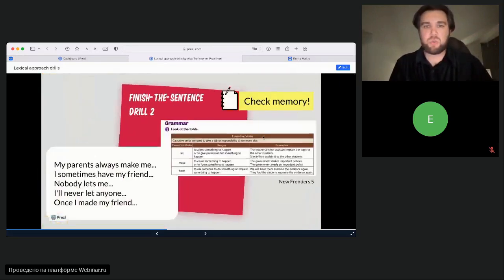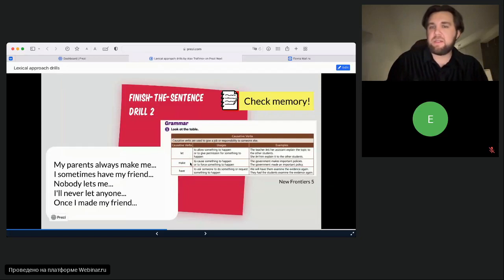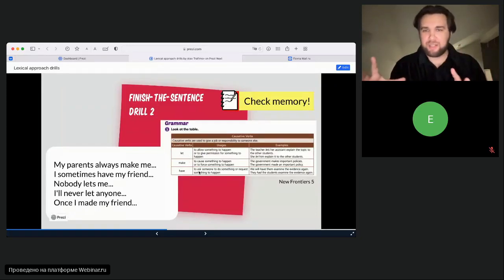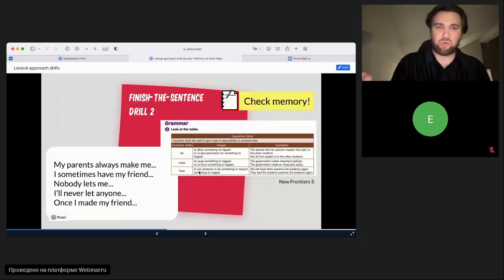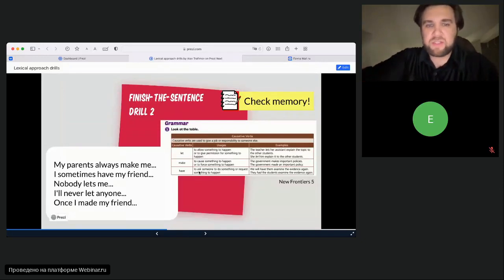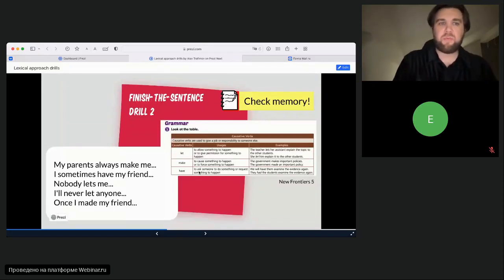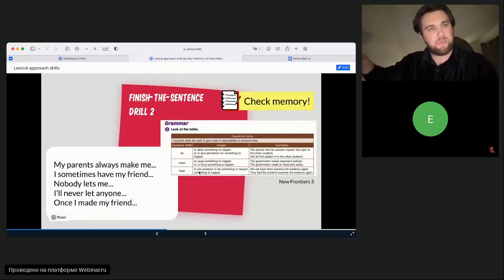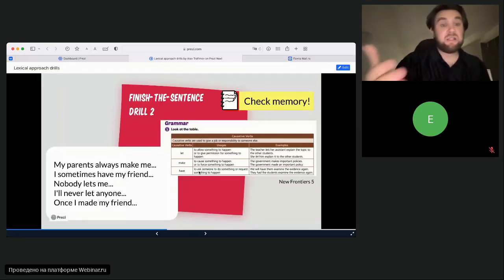Finish the sentence 2 is also easy. Here we have, actually, I paid attention to the nice specification of let, make, and have. I don't come across it really often, that they have a special kind of box like that to practice them as a group. So this is the same idea. In the previous drill, we completed something inside. With this drill, we complete the rest of the sentence. And it's the same thing.